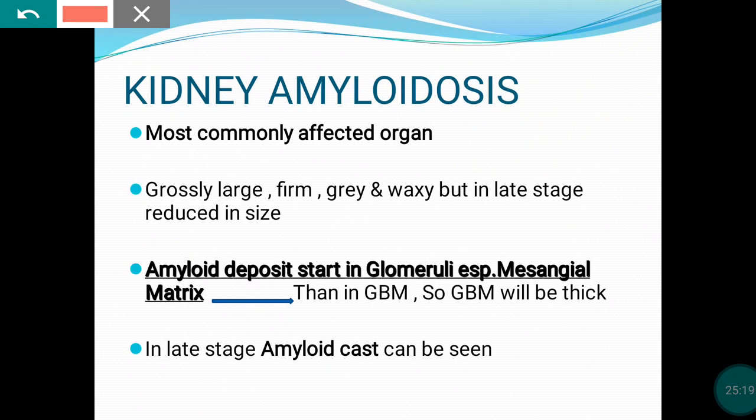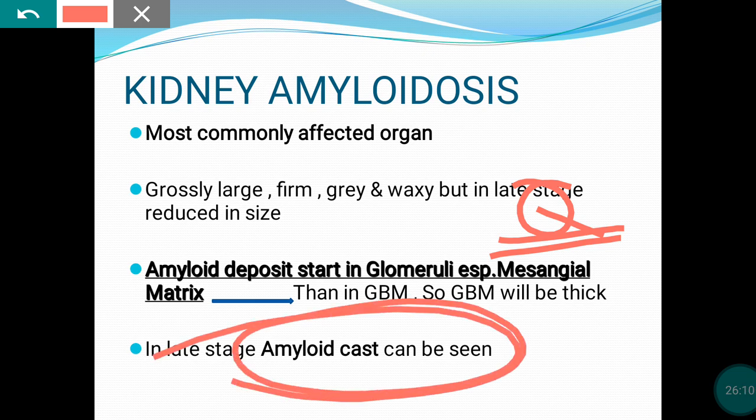Now, this is one of the most important MCQs for kidney that is asked in exams: where does the amyloid deposition start in the kidney? So you have to remember that it will start in the glomerulus, particularly in the mesangial matrix, and gradually it can involve the glomerular basement membrane. So the glomerular basement membrane will become thick. So that is one of the important questions, where deposition starts. It starts in the mesangial matrix. Gradually, such amyloid deposition can involve the tubules, and it can appear within the lumen of the tubules. That is known as amyloid cast deposition.